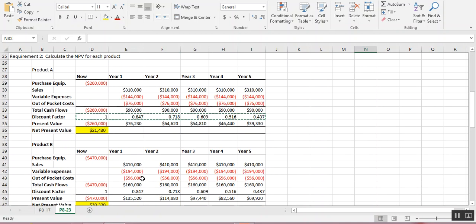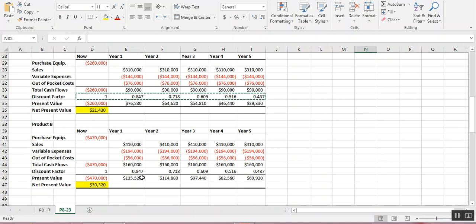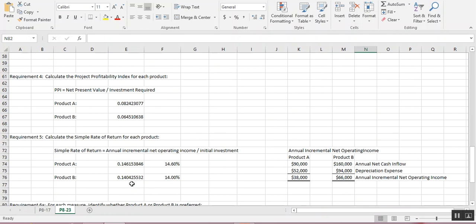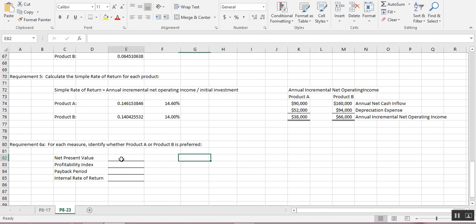For net present value, we're looking at the present value that is the greatest, because we want something that's worth the most at the current period of time. So we look at product A is about 21,000, B is about 30,000. So for net present value, product B is preferable. So let's go down here and note that.